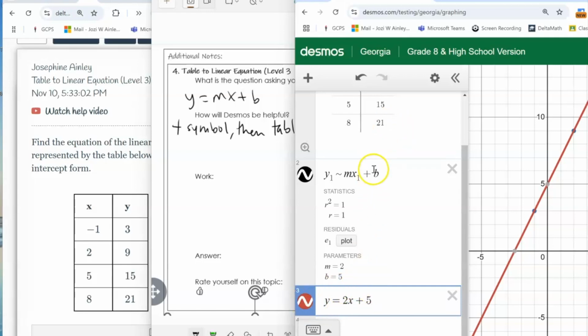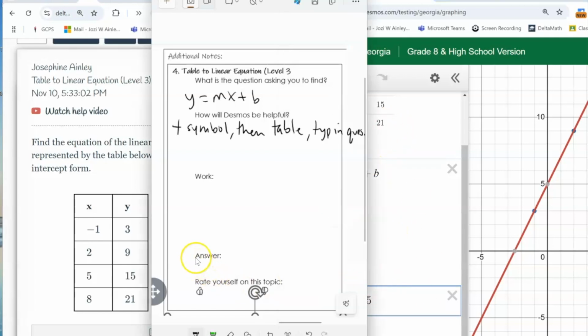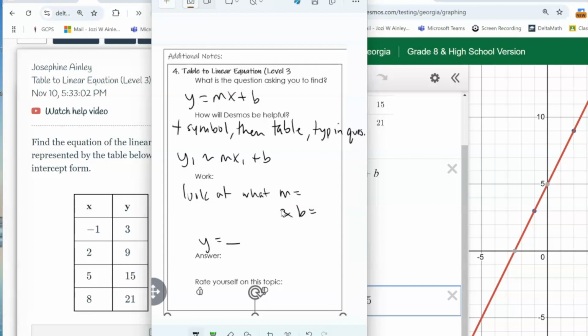All right, so double check or triple check your answer in here. And then here, you're going to write down what you want, okay? So for me, I would say type in y1 squiggly line mx1 plus b, and then look at what m is equal to and what b is equal to. Then you have y equals whatever it's equal to x, and then whatever the b part is. Okay, so again, these are just notes to you.